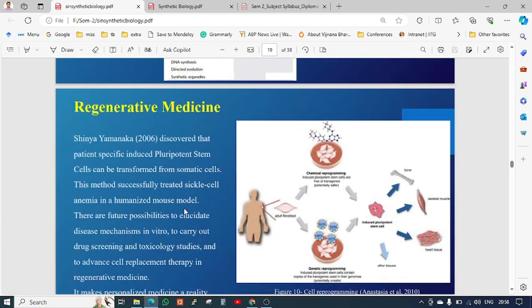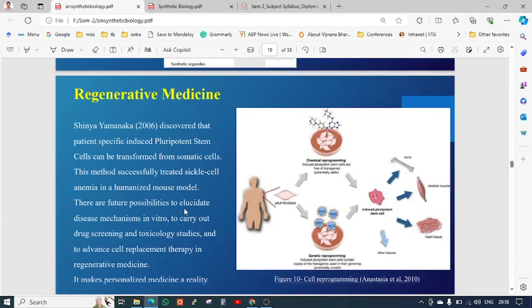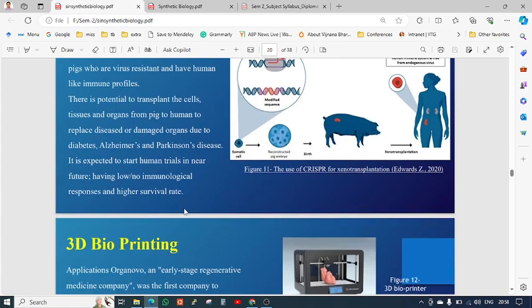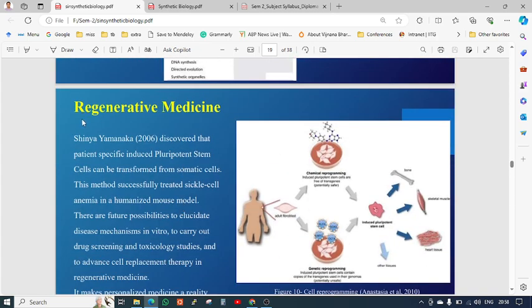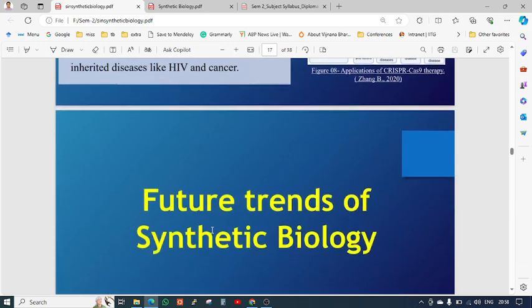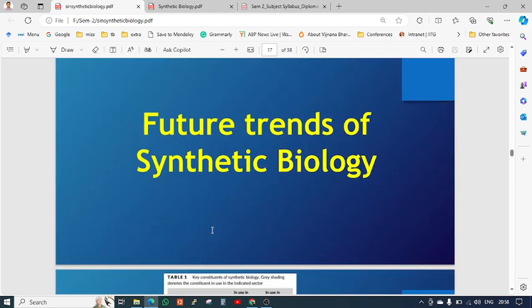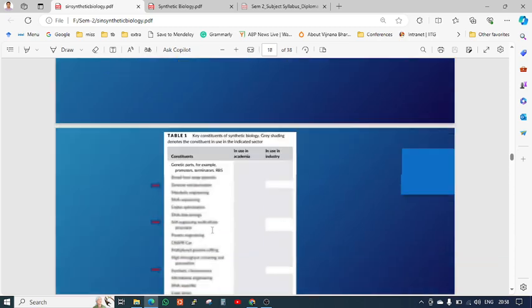Future trends in synthetic biology. This is going to be more applicable. I am not going into details, but just to know: regenerative medicines and the medicines we are using nowadays. These are the future trends. Future trends means this is in the scope of the future, how synthetic biology can be applied.